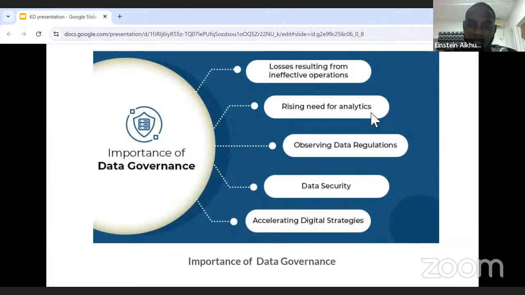Now, accelerating digital strategies. When you have a good data governance system in your organization or entity, it helps to accelerate digital strategies in the sense that you'll be able to improve your day-to-day access to data and digital foresight in order to improve online access.